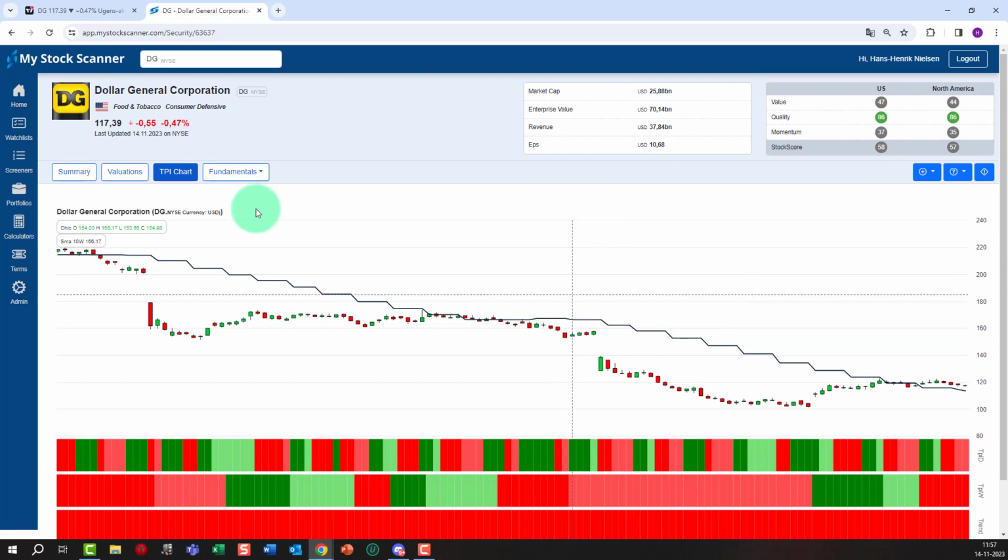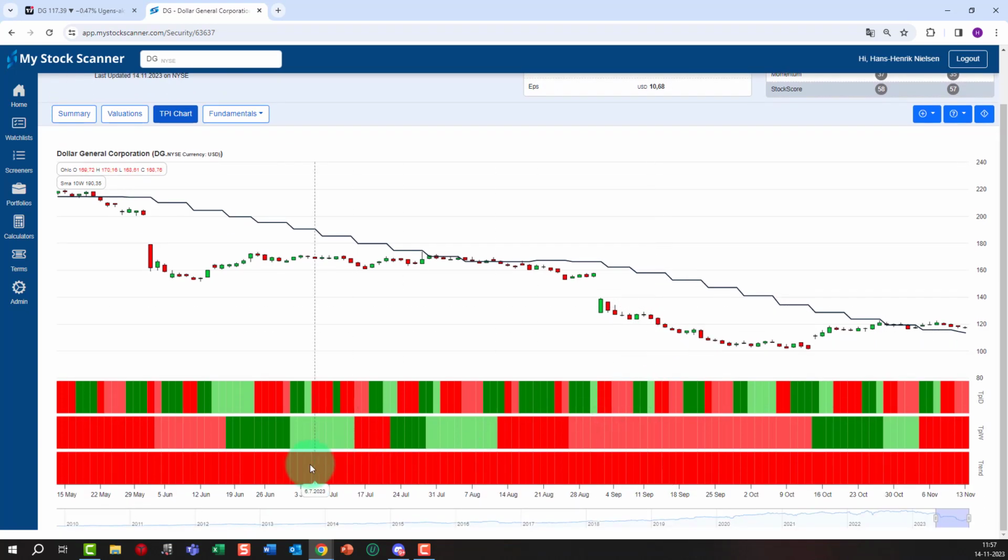If you have a bias, for instance with Dollar General here, we have the long-term trend that is red, red, red, red, red. So of course I am mostly looking for a stock to go short in. The stock has been in a green uptrend, indicating it could go up. But now in the weekly TPI, it starts to get light green. And the dark green indicates that we should be going upwards. There is a statistical probability of that, at least.